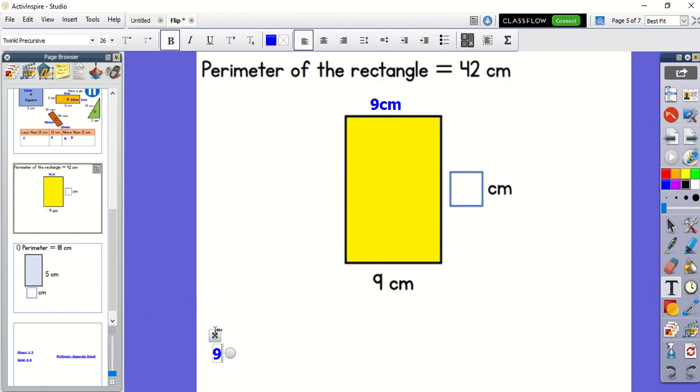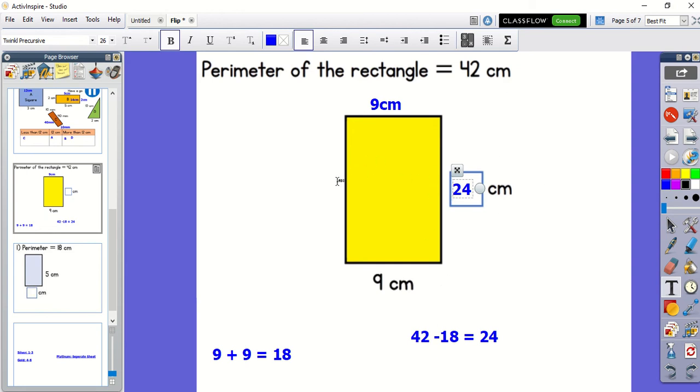So if 9 add 9 equals 18, now I can take 18 away from 42. So 42 take away 18. And that gives me an answer of, take away 2, gives me 40, take away 16, gives me 24. So some of you might be thinking, oh, so the answer is 24. But again, that's not correct. Because don't forget, this side has also got to equal that side. So if that's 24 and that's 24, well, that's 48. And that's bigger than my perimeter.